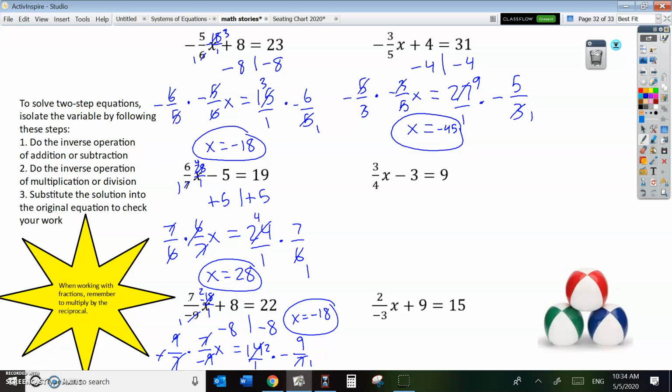Substitute negative 45 into the original equation. The negatives cancel. Cross cancel. Negative 3 times 9, the negatives already cancel. 3 times 9 is 27. 27 plus 4 is 31.